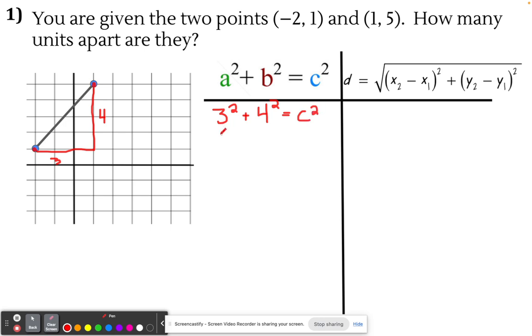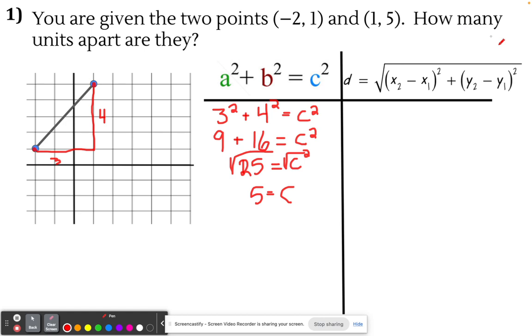Now 3 to the second power is 9. 4 to the second power is 16. That will give me c squared. And 9 plus 16 is 25 equals c squared. And last step, square root of both sides. This is 25. I don't know why I wrote 15. And c would equal 5. So the distance of that line is 5 units.